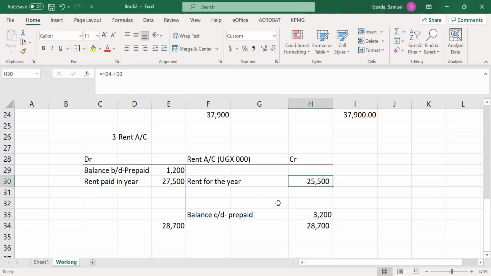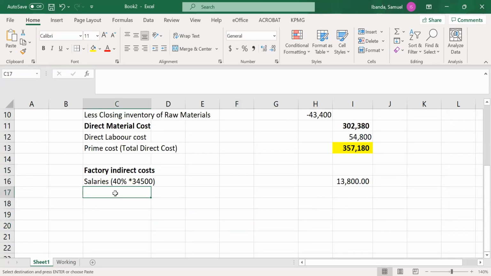So again, I don't bring in things of balance brought down and balance carried down because I already have the balances brought down and balances carried down. So I don't have to, again, do that. So that's why when I get a difference, the difference should be my rent for the year, which is 25,500. So this rent is what I distribute.